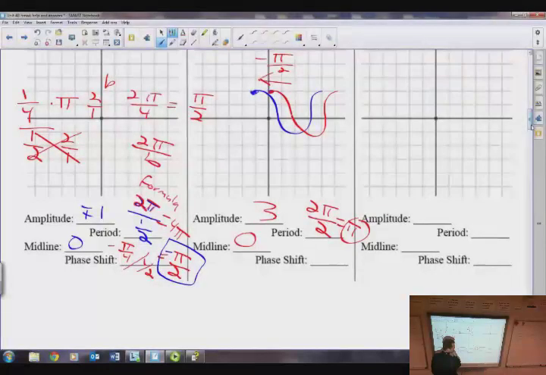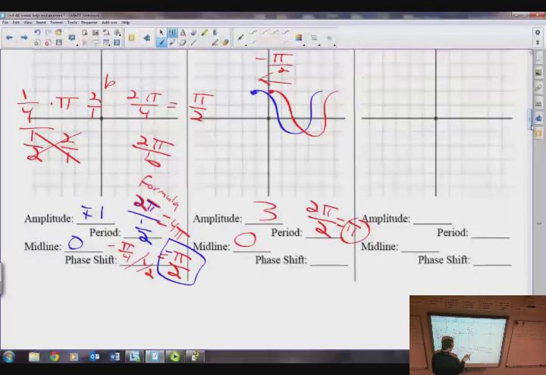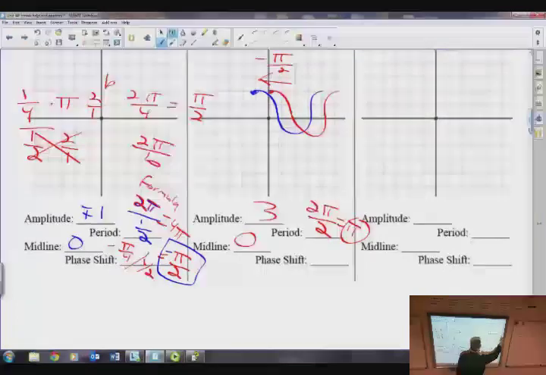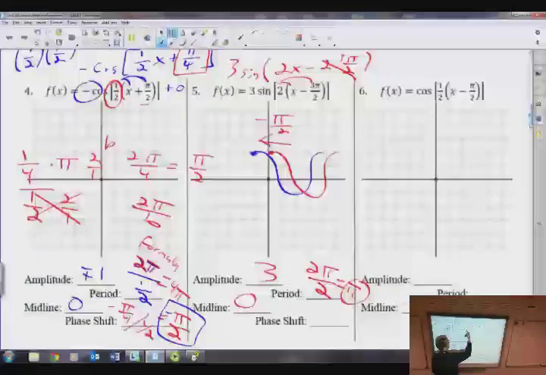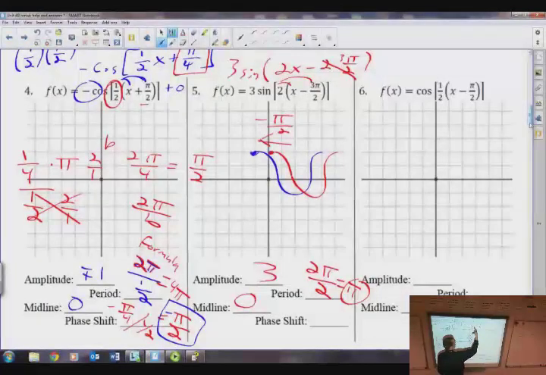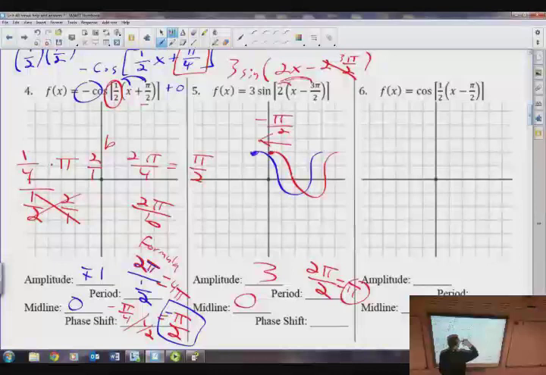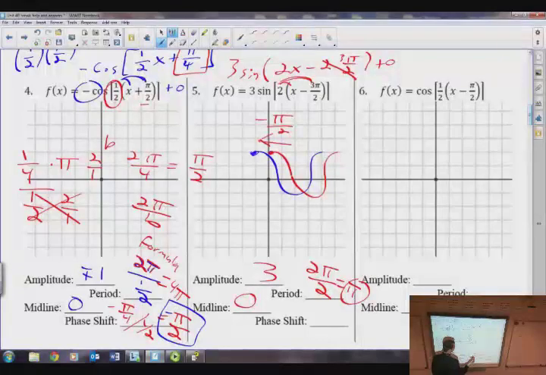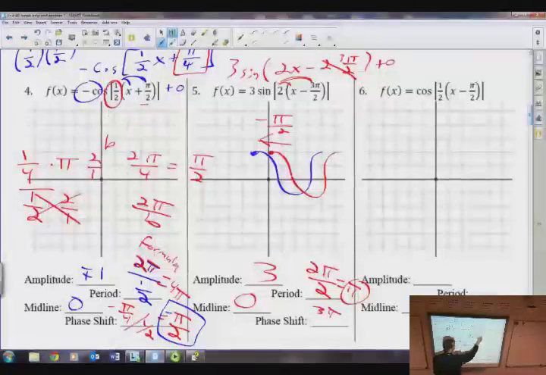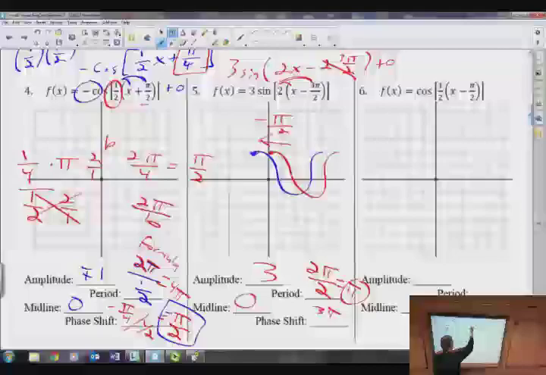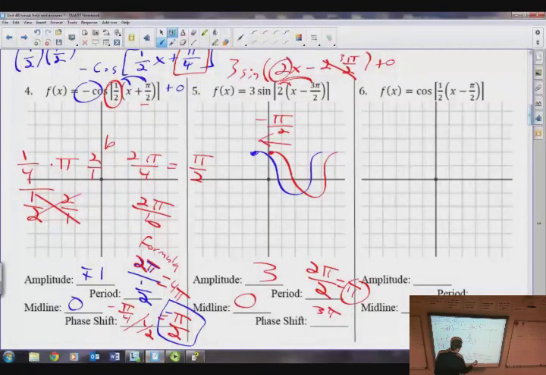So the phase shift now is going to be off of the equation, which we just figured out: 3 sine, multiply the 2 through, so 2x. Then the 2's cancel because we're still distributing that 2 through. So 3 minus 3 pi, and then plus 0 is your midline there. So then the phase shift is going to be a positive 3 pi. Because it is negative, we're going to change it to positive 3 pi, divided by that b value there, so divided by 2. So phase shift is just 3 pi divided by 2.